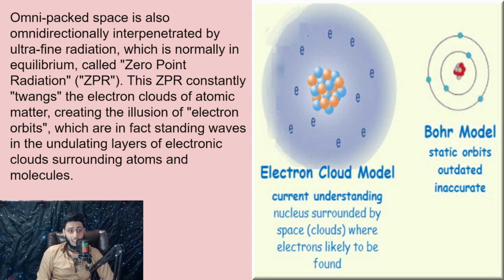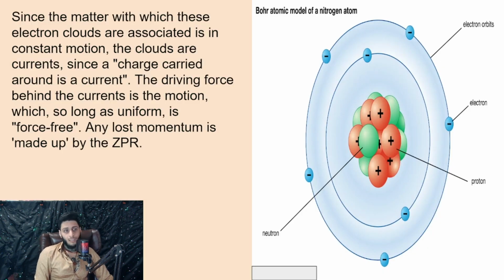This ZPR constantly twangs the electron clouds of atomic matter, creating the illusion of electron orbits, which are in fact standing waves in the undulating layers of the electronic clouds surrounding atoms and molecules. Since the matter with which these electron clouds are associated is in constant motion, the clouds are currents. Since a charge carried around is a current, the driving force behind the currents is the motion, which, so long as uniform, is force-free. Any lost momentum is made up by the ZPR.